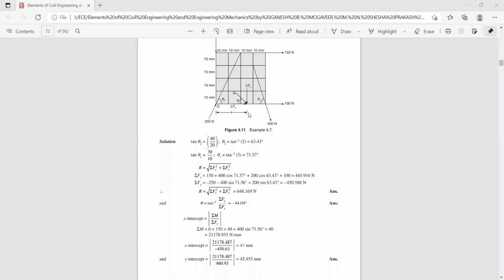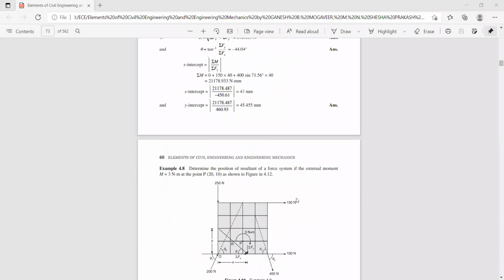The x intercept was about 47. I think there is some mistake here, because it is beyond this; the total length is 40 millimeters. You can see here the x intercept, where the resultant cuts the x-axis, is beyond this point because it is 47 millimeters. It is somewhere here, beyond this square, and the y intercept is also 45.445, above this. So the resultant is somewhere like this. Okay, don't worry. Whatever values you get, you can write.